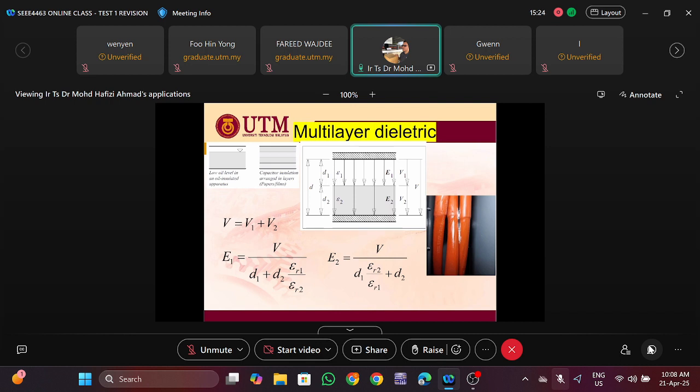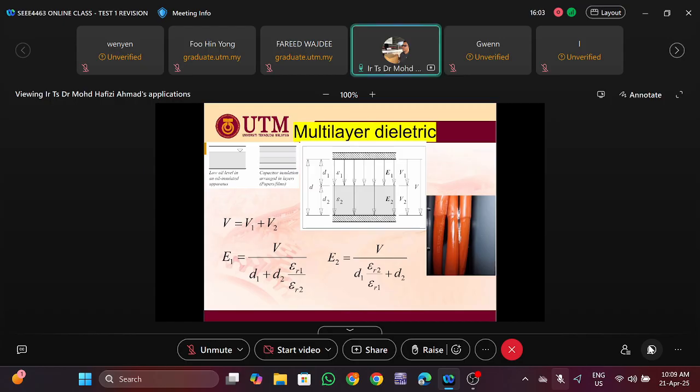Every layer has its own electric field strength, with E1 representing the electric field strength for material 1, and E2 representing the electric field strength for material 2. These two layers are also represented by two different voltages, V1 and V2. Because they are considered in series, V1 and V2 sum up to become a total voltage, where the total voltage is the voltage applied at these electrodes.